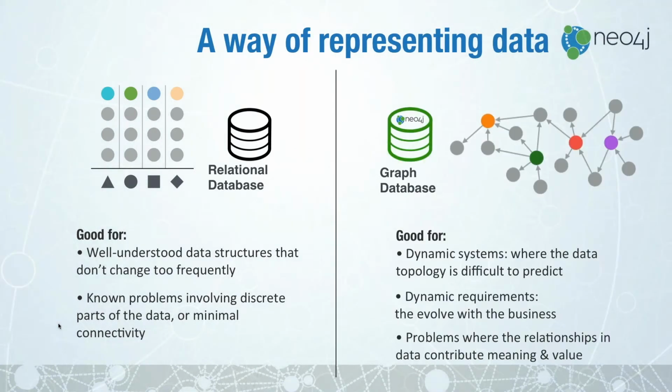On the other hand, if we look at graph databases, they are ideally suited for dynamic systems where the data topology is difficult to predict. Dynamic requirements need to be implemented frequently, evolving with the business. The relationship in the data contains meaning and value. As an example, social networks where the relationship "friend of" has a meaning and where new relationships can be introduced on demand, and a specific relationship can be changed on the fly. An example is "friend of" can change into "is no longer friend of", should that be needed.